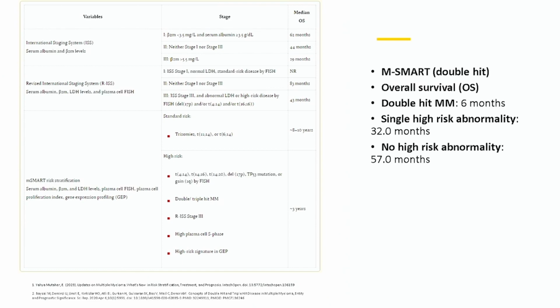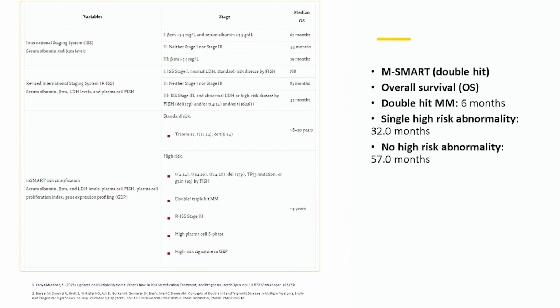So aside from the conventional cytogenetics or the well-known translocations, the R2-ISS staging system, based on the Mayo Clinic myeloma group of researchers, they actually came up with this. A new concept that has been added to their staging system is the presence of double hit. A double hit lymphoma is a well-known concept where we have aberration in BCL2 and c-MYC, for example, and diffuse large B-cell lymphoma kind of infers a more aggressive behavior.